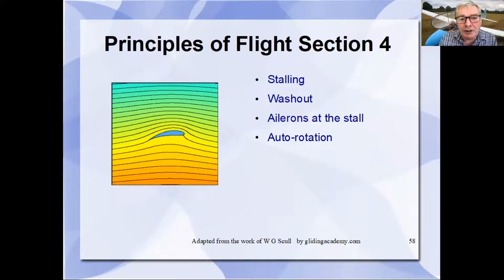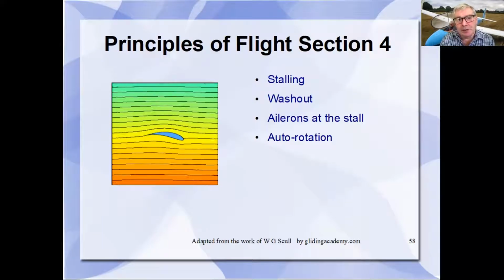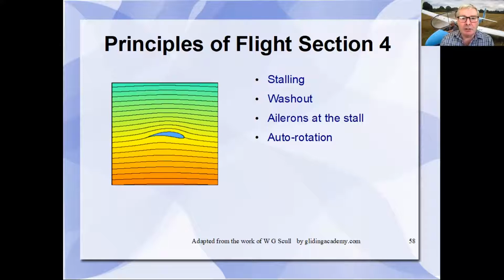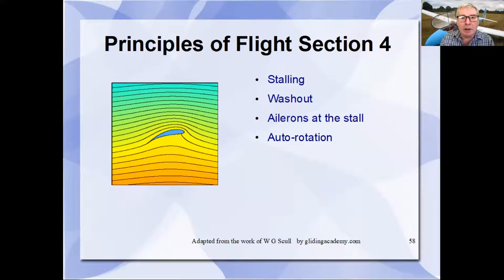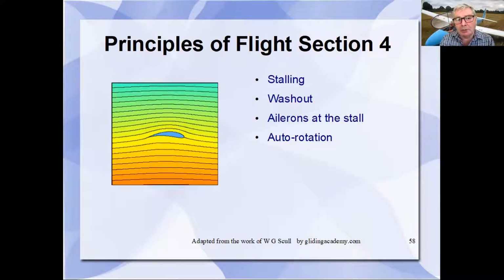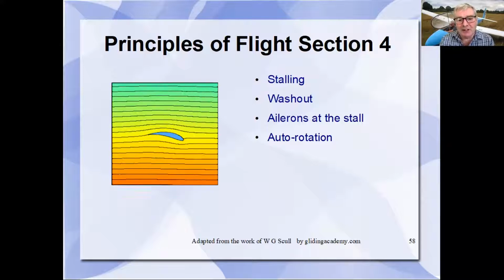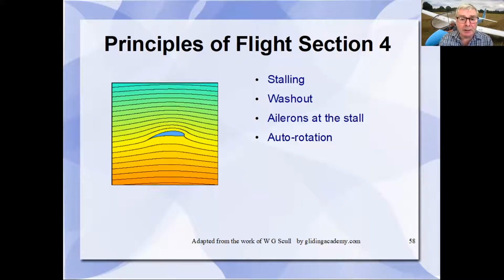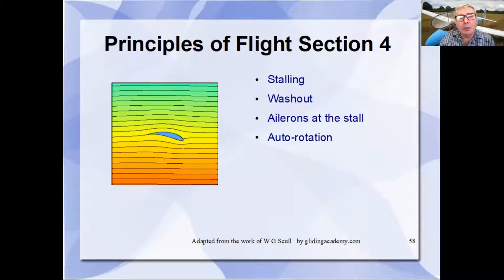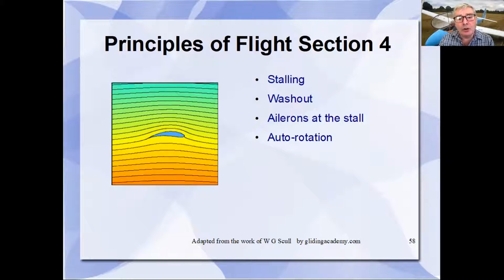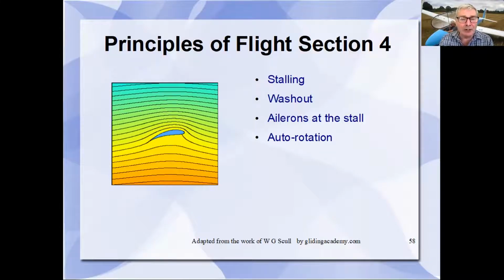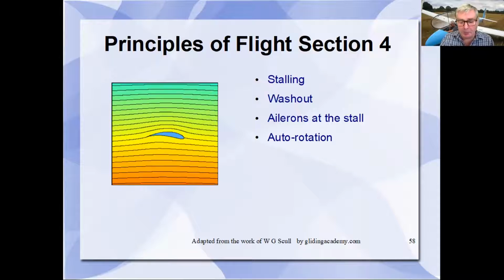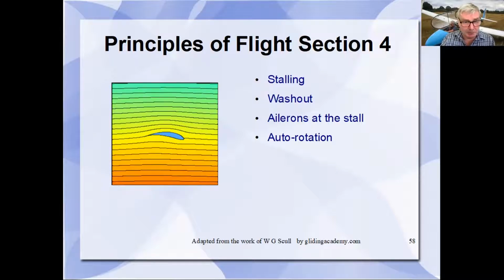Welcome to section 4 of Principles of Flight. In this section, we're going to talk about stalling and washout. I'll describe what that is exactly and how it is relevant for stalling, what happens to the stall when we apply ailerons at the stall. And finally, we'll talk about auto-rotation or spinning.